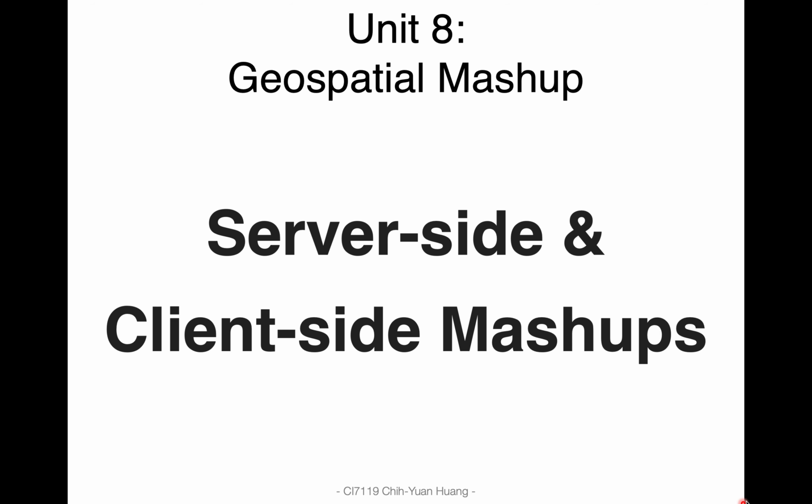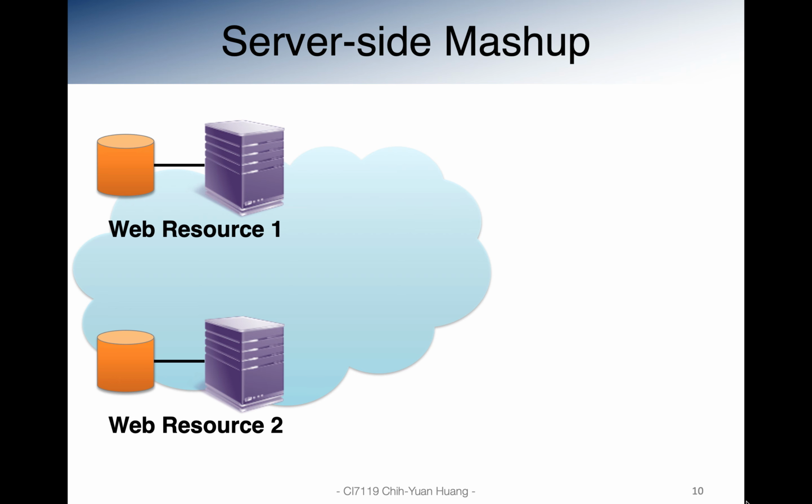Here we are going to talk about the server-side and client-side mashups. Earlier we introduced the idea and also the origin of the mashup and how it was applied in the technology field. And here we are going to talk about the architecture of mashup applications. It can mainly be categorized into two types.